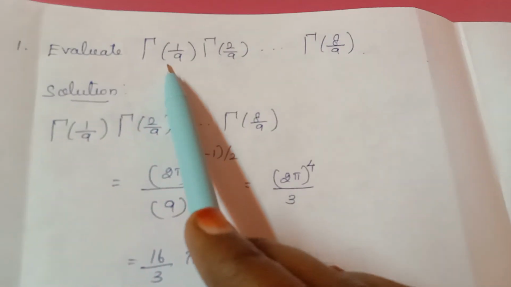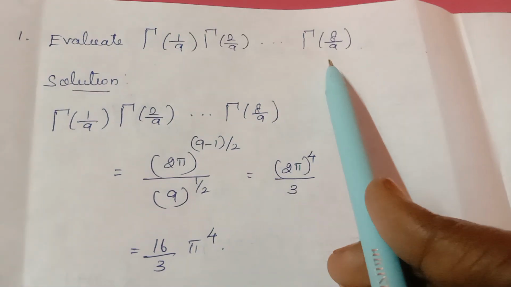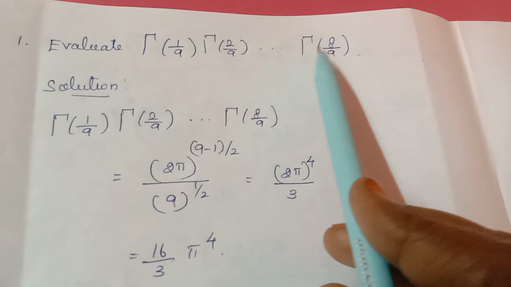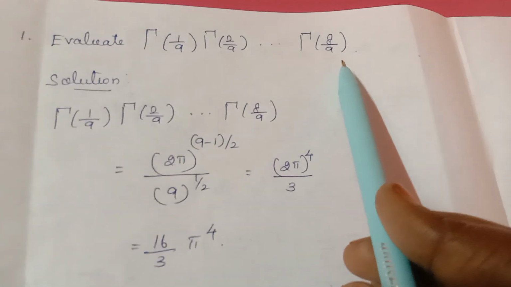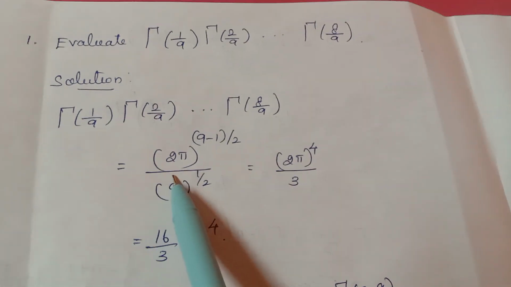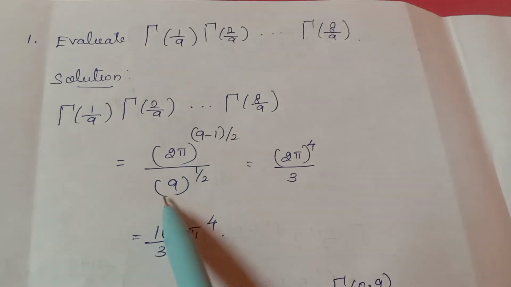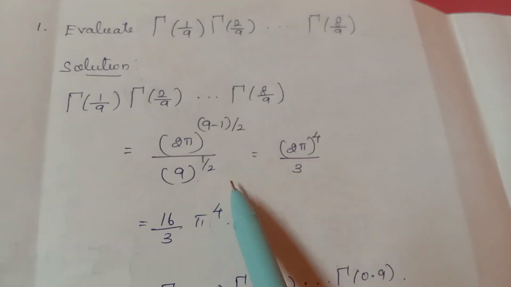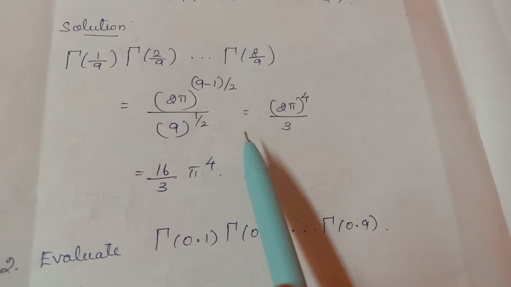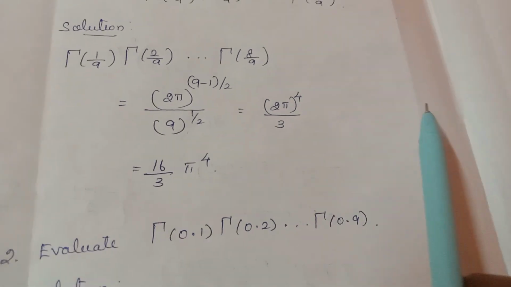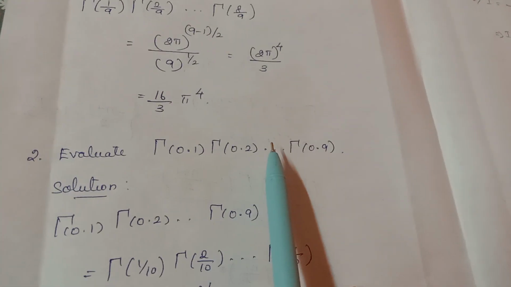See, evaluate gamma of 1 by 9, 2 by 9, etc., up to 8 by 9. See, 1, 2, 3, etc., up to 8 and all denominators are equal to 9, no? So it is equal to 2 pi power (9 minus 1) by 2 by 9 power 1 by 2, using that formula I have stated in the previous page. Okay, so it is equal to 2 pi power 4 by 3. So simply 16 by 3 pi power 4.